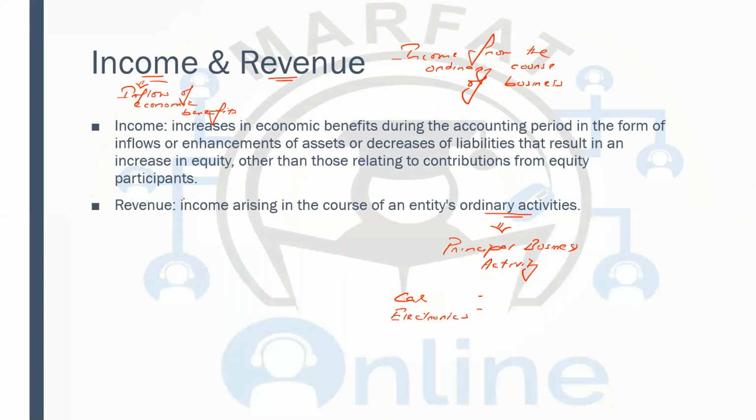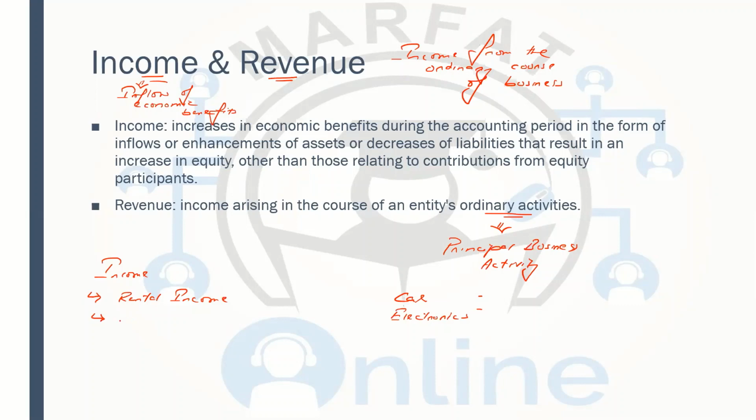Now, there's a difference between income and revenue. Revenue is only the income from the ordinary course of business, but income can be anything. Income can be any inflow. For example, rental income: if you have given your surplus property on rent and you are having rental income, and we are assuming rental is not the ordinary course of business.